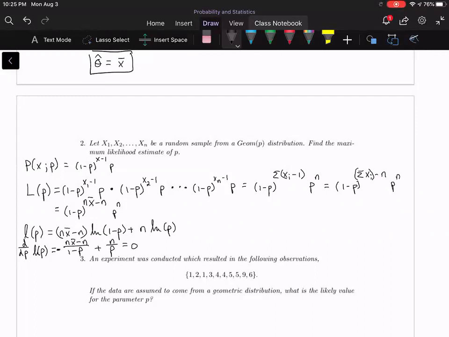Now I'm going to multiply the left and right sides by p times (1 minus p). Again, this isn't the only way to do it, but it's a trick that I like.